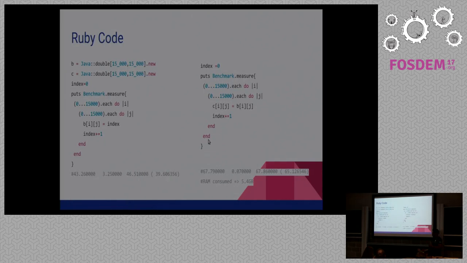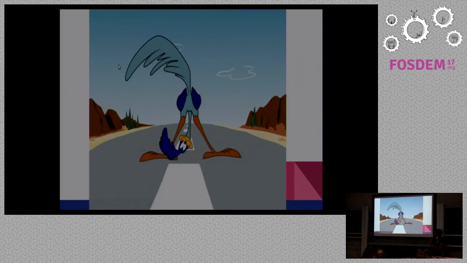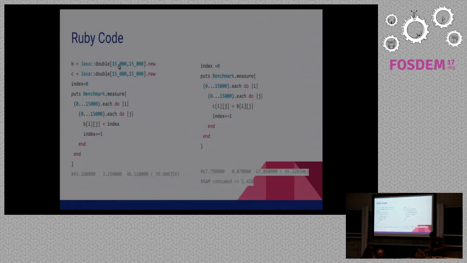So in this code, I'm trying to iterate over a matrix, basically a two-dimensional array. I just benchmarked this Ruby code. You can see that in the first line of code, we create a two-dimensional matrix of size 15,000 by 15,000.